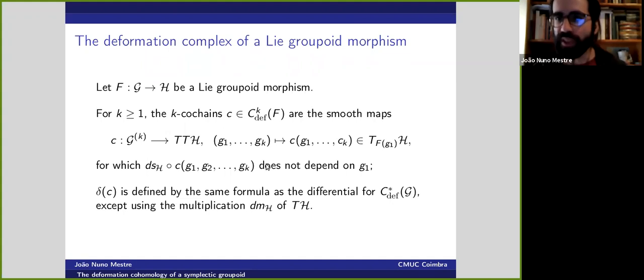But remember that we want to study some sort of simultaneous deformations when we look at symplectic groupoids. So we need to deform groupoids, but also morphisms. So for a Lie groupoid morphism, question?